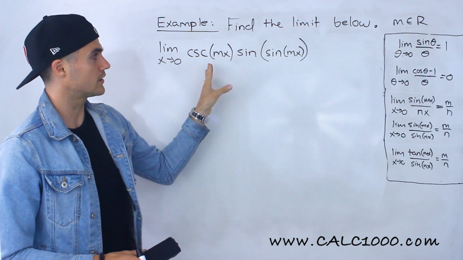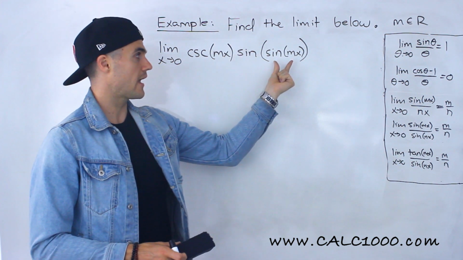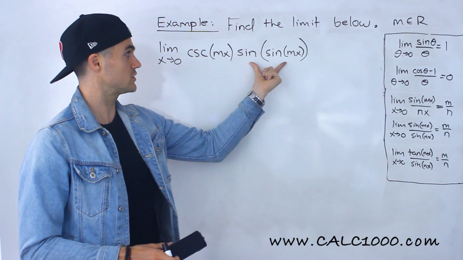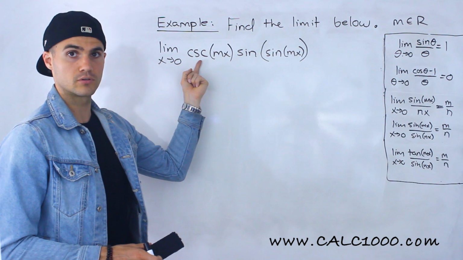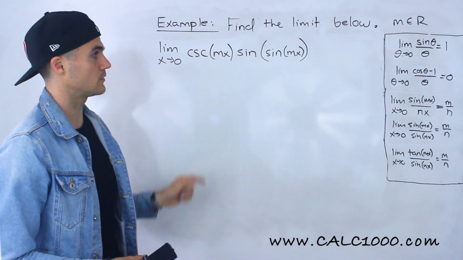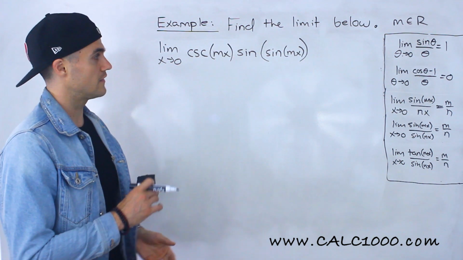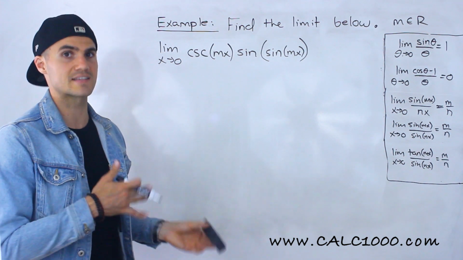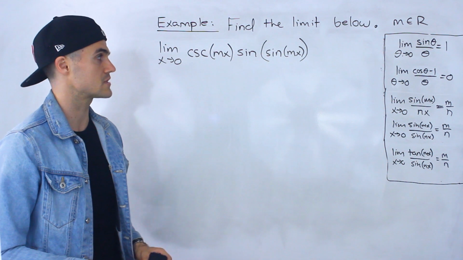So a lot going on here. Notice that we have a trig function within a trig function, so we've got a composite function there. And then we have a reciprocal trig function here. So a little bit more complex than the previous ones we did, but it's actually not too bad. It's actually going to be less algebra than some of the previous examples that we did.